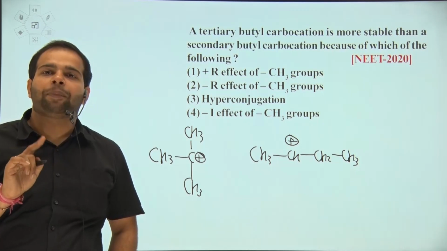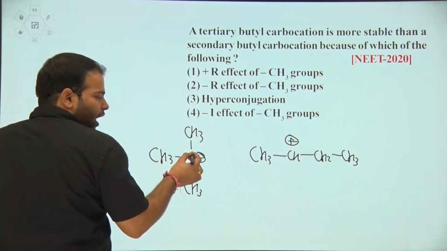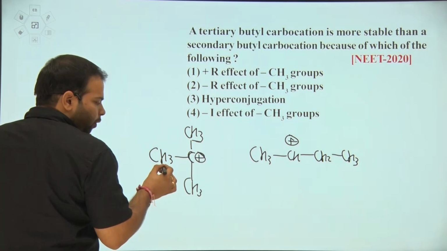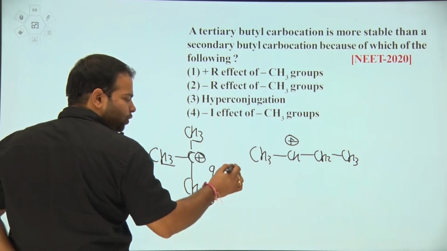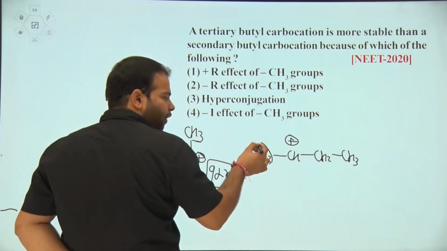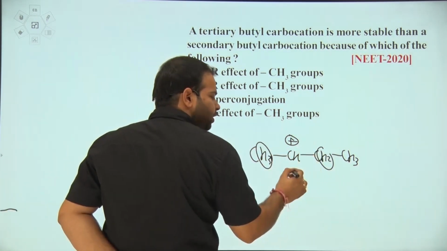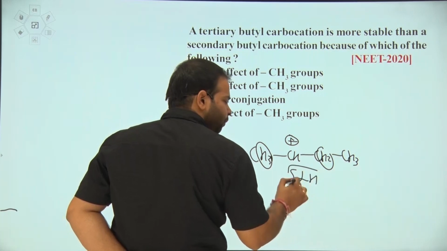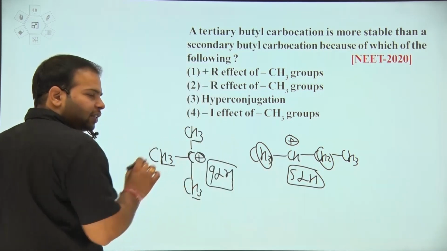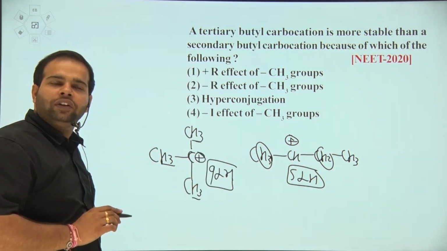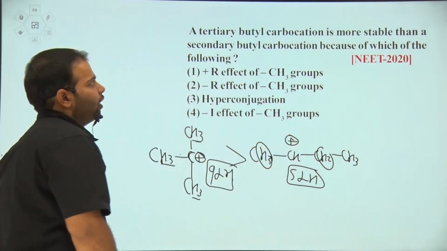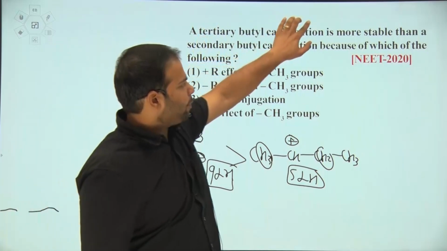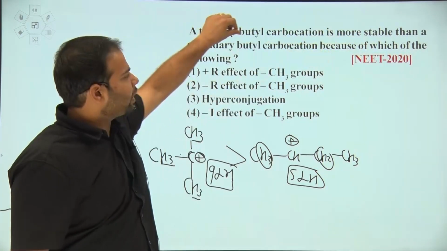The third factor is hyperconjugation. In this case, this carbocation has a total of 3 plus 3 plus 3, that is 9 alpha hydrogens, and in the other case it has only 3 plus 2, that is 5 alpha hydrogens. We know that stability is directly proportional to the number of alpha hydrogens, therefore tertiary butyl cation is more stable as compared to secondary. Now the statement is: tertiary butyl carbocation is more stable than secondary butyl carbocation.